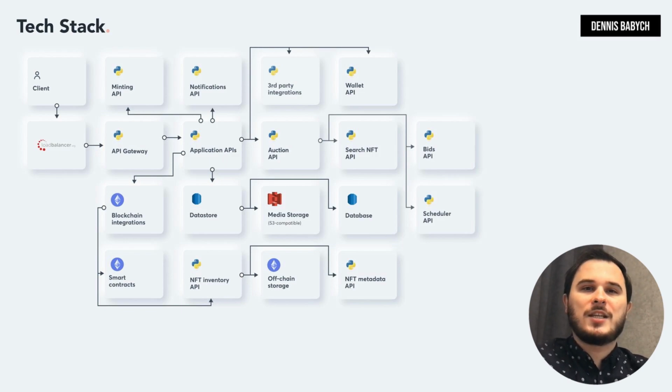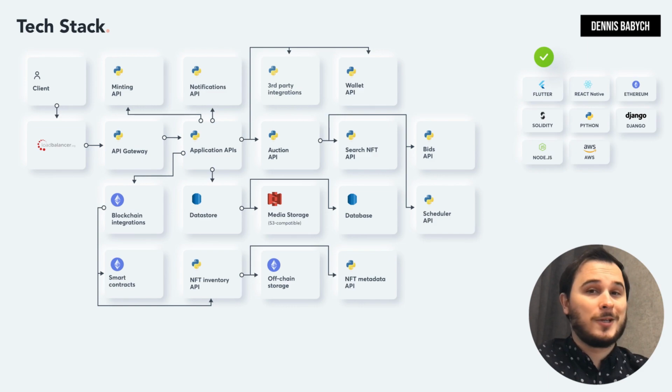Flutter or React Native are excellent choices for the mobile app development. For backend development, a combination of Ethereum, Solidity, and Python, Django, Node.js, plus Amazon Web Services for basic functions are perfect options. Of course, you can create your own custom blockchain, which will cost you $1, but this is a vital strategy in a really long run.